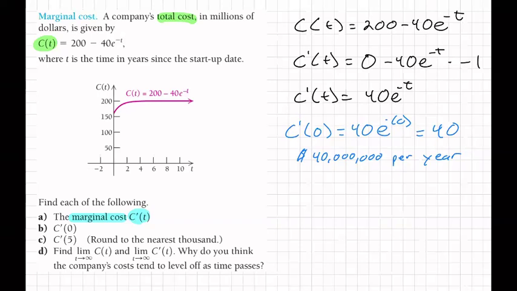The next thing they want us to do is look at it at year 5. Let's go check it out at year 5, but make sure you see it says round to the nearest thousand. So this will give us 40 times e to the negative 5.